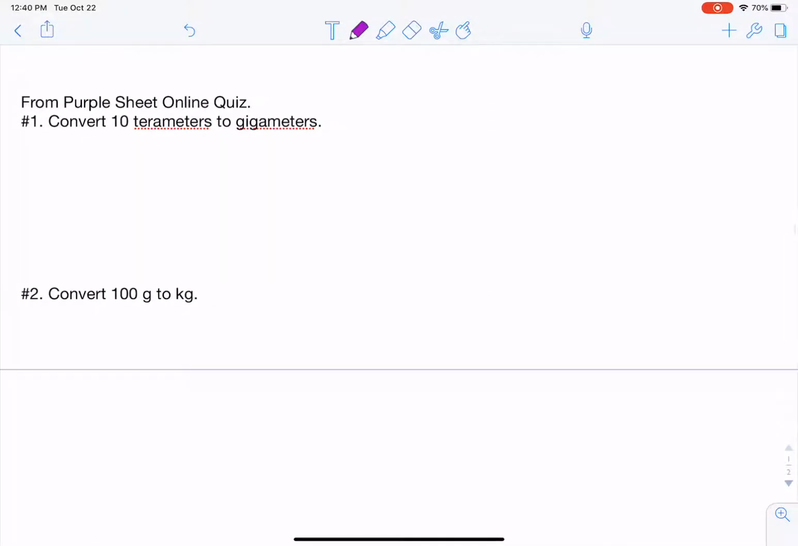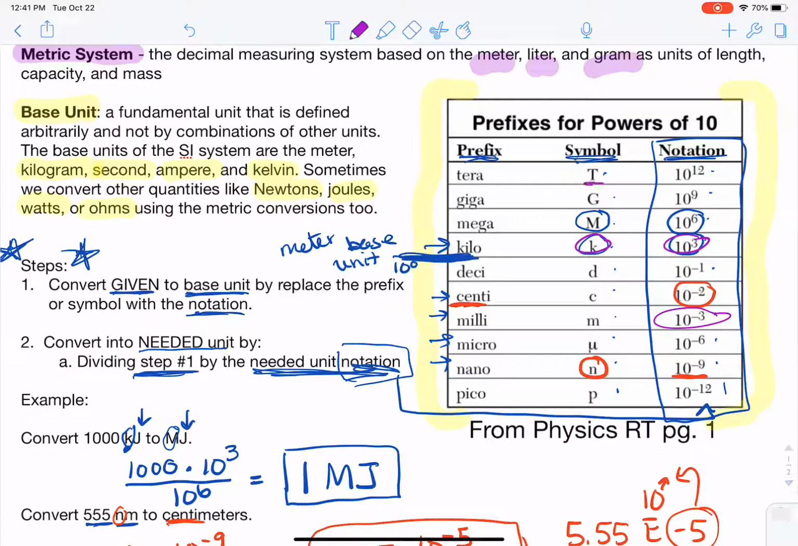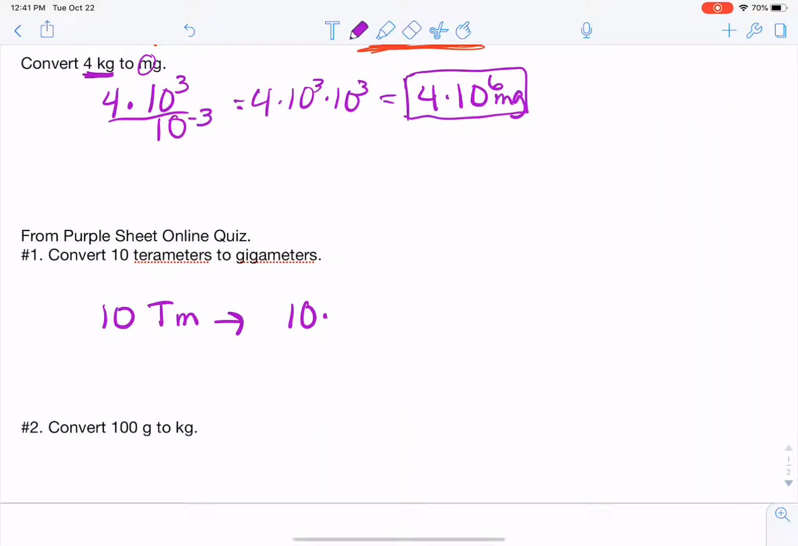All right, so let's talk about the purple sheet. This is question number 1 and number 2 on the online purple sheet quiz for practice on these skills. So we have 10 terabytes or terameters, which looks like this. And we're going to convert that into our base unit. So we have 10 times tera. We look at what tera is, and we see tera is 10 to the 12th. So we're going to replace the T with 10 to the 12th.